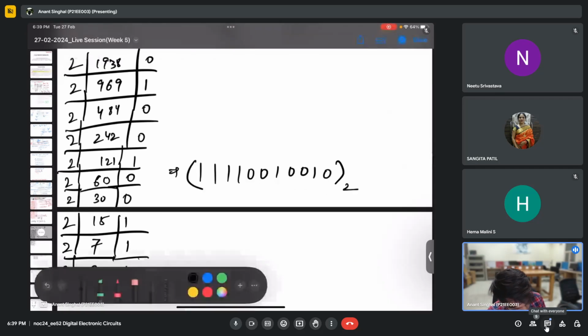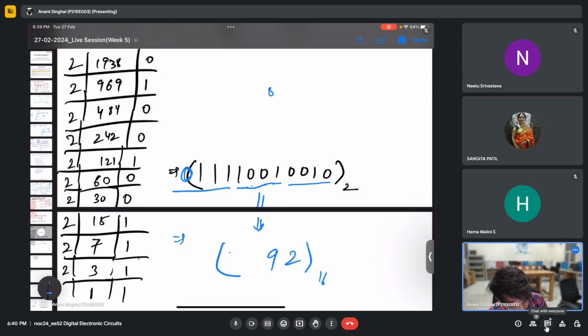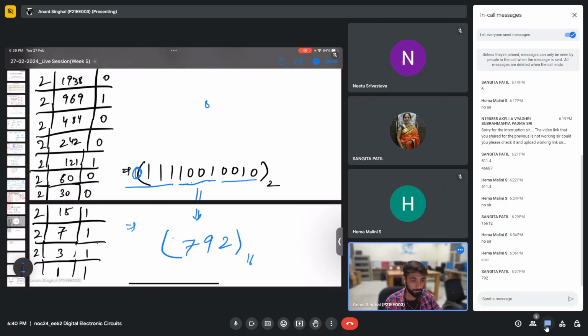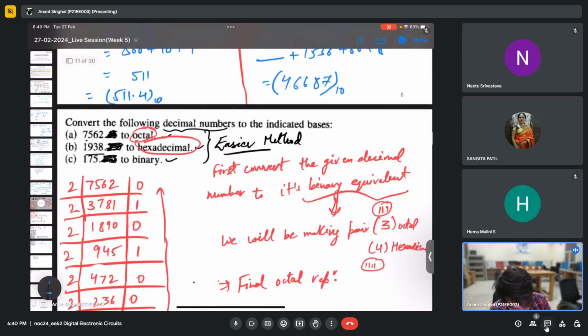for hexadecimal we need to make groups of 4. Doing the same. This is 4, this is 4, and I need to add an extra 0 here. So now I can write that directly into the hexadecimal values. So this is 0010, that is directly 2. This is 1001. This is 9. This is 1000, that is 8, and then I have a 0111, that is 7. Yeah, so 792 to the base 16 is the answer for this.